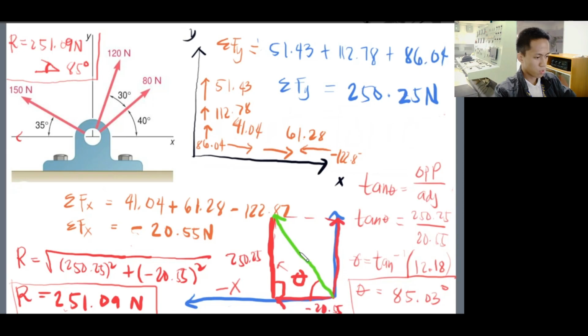So, ang epekto nitong force na to, as I said in my previous videos, yung resultant force, ang epekto niya is the same lang as this resultant force. Okay? The effect of these forces sa body is the same as the effect of this resultant force in this body. Rigid body siya. Okay?